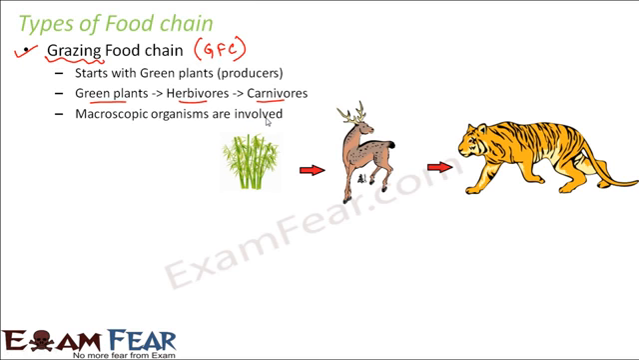Macroscopic organisms are involved, so no microscopic organisms are involved. Microscopic, in the sense of bacteria and fungi, are not involved. Big organisms are involved. Energy comes from the sun. In most ecosystems, energy will come from the sun, with the exception of the deep sea ecosystem. Otherwise, everywhere it will come from the sun.